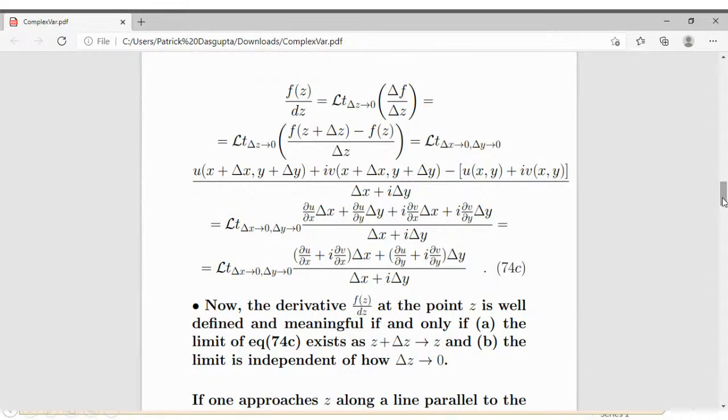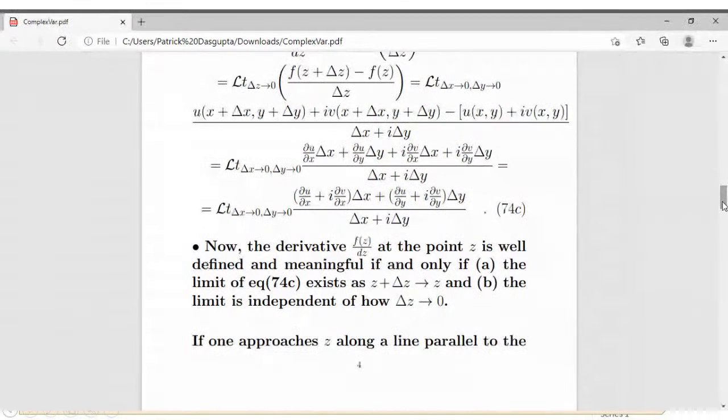But since this is a derivative that is being taken at point z on the complex plane, you can approach z in many ways. After all, it's a point on a plane. You can approach the point z from any direction. But in order for df(z) by dz to be a meaningful derivative, the result, which is summarized in equation 74C, should not depend upon in what direction you approach the point z.